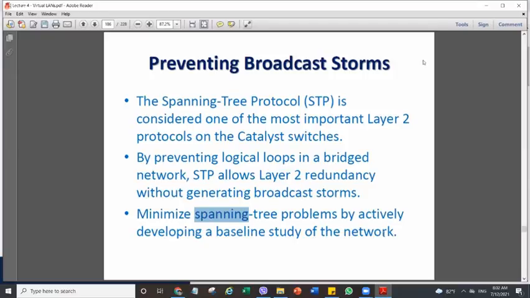Baseline study means the actual network requirement. We set the max time, min time, max age, right? As we discussed previously. So eventually, whatever the problem is related to introducing the spanning tree can be addressed.